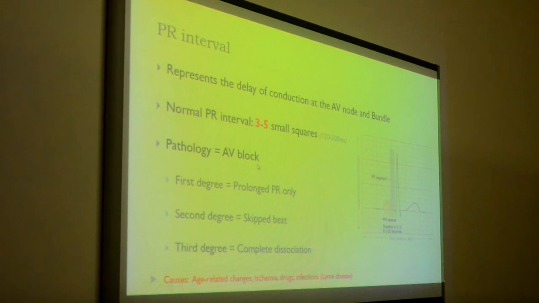There are 3 different degrees of block, and these are very important clinically, for the USMLE, and other things. So this is a summary of the blocks. First degree is only prolonged PR interval. Second degree, you'll have skipped beats. Third degree is complete dissociation. And there are different causes of AV block, like age-related changes, ischemia, drugs, infections.